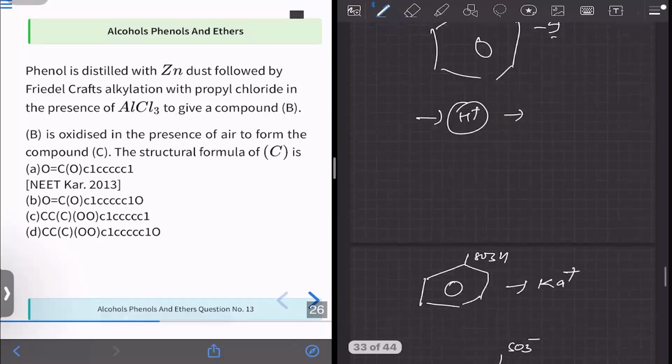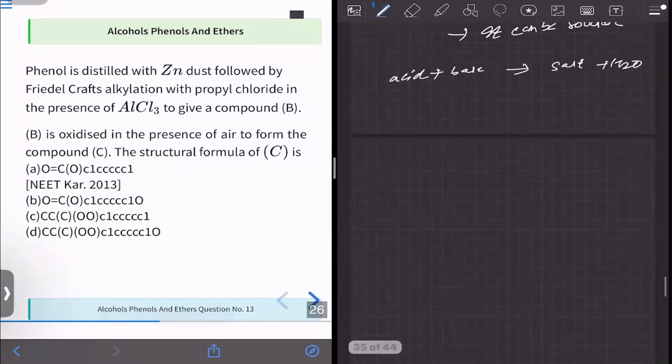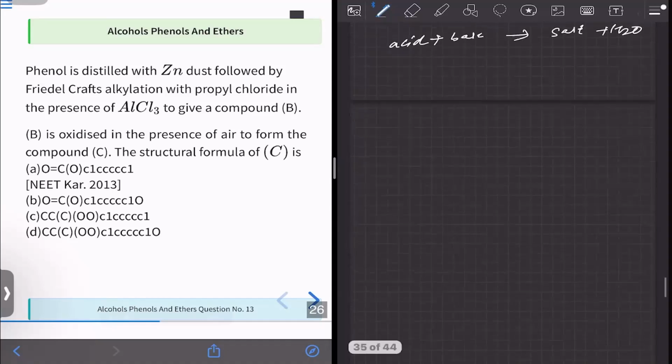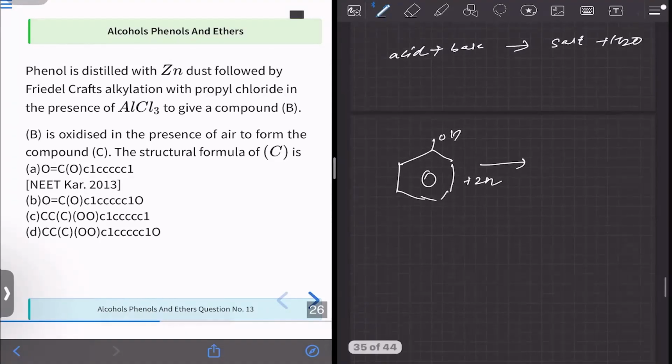Next one. Phenol is distilled with zinc dust, then followed by Friedel-Crafts alkylation with propyl chloride in presence of AlCl3 to give compound B. Compound B is oxidized in presence of air to form compound C. The structural formula of compound C is... They're asking, whenever phenol reacts with zinc, followed by Friedel-Crafts reaction with propyl chloride in presence of AlCl3.